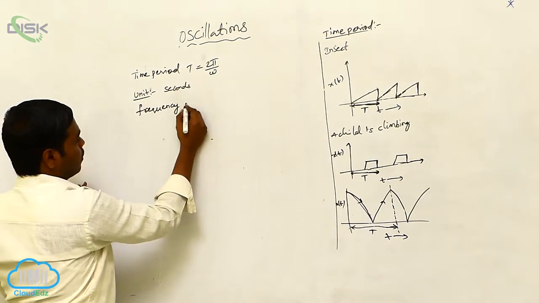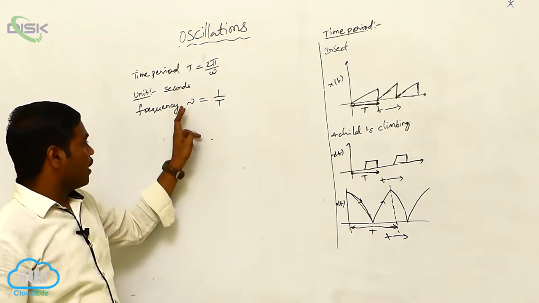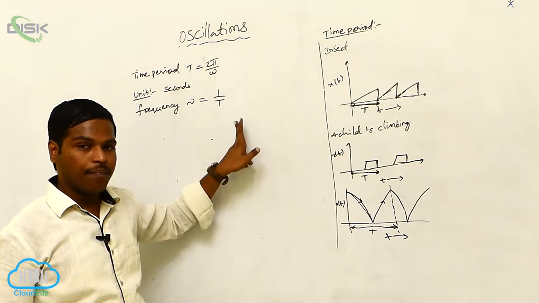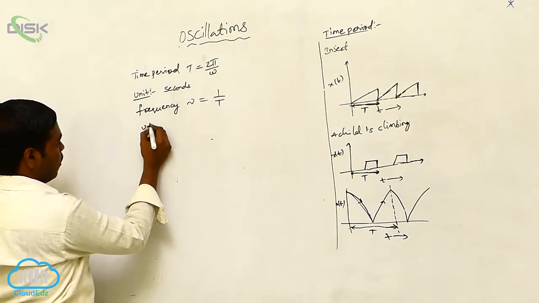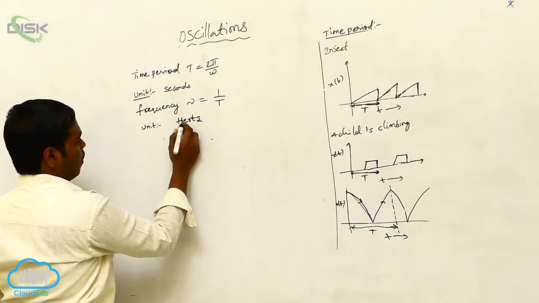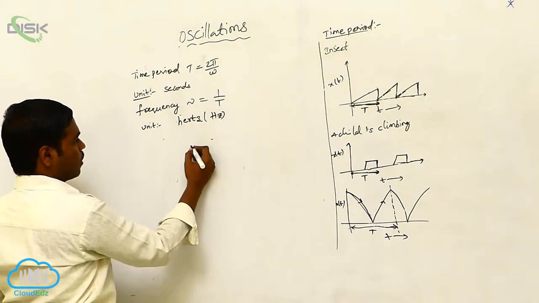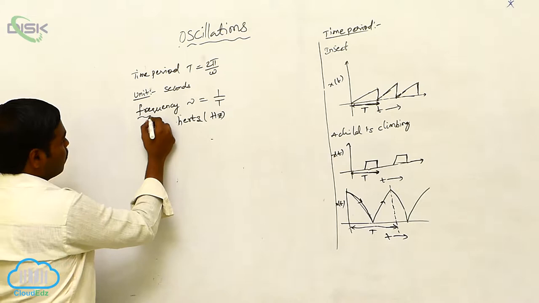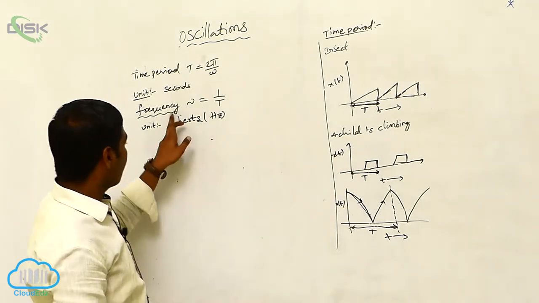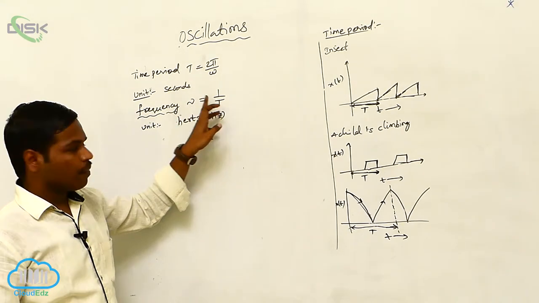If we take the frequency, it is denoted with nu, and nu is equal to 1 by T, that is, 1 by the time period. The unit of frequency is hertz, and the symbol is Hz. Here frequency means the number of repetitions in 1 second. The number of repetitions in 1 second is called the frequency of an object.